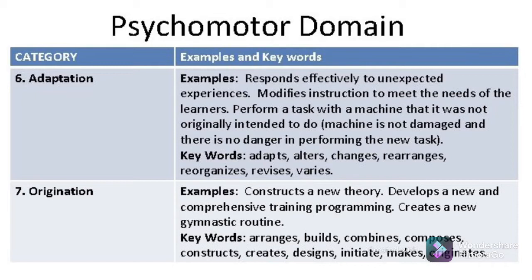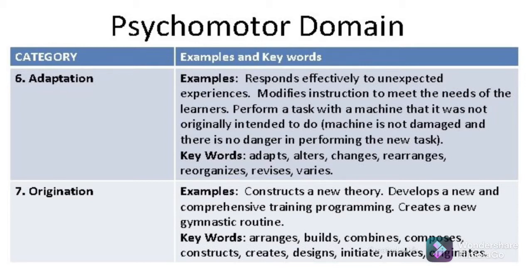And the last one, which is the highest in taxonomy, is origination. Construct a new theory. After learning the concepts or the different topics or subject matters, you are now going to relate a concept to the other concept. Because you are already in the last level, the highest, origination, you can now construct a new theory. Develops a new and comprehensive training program, in the same manner. And the last one, creates a new gymnastic routine.